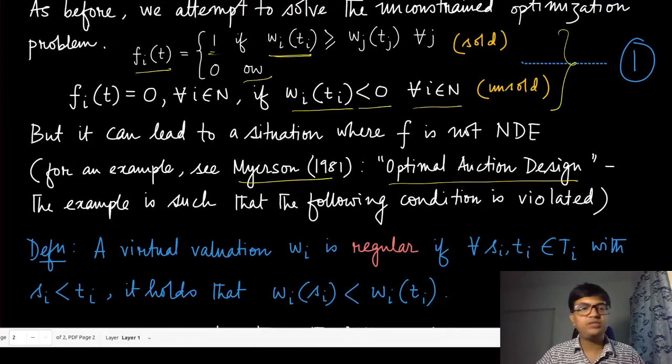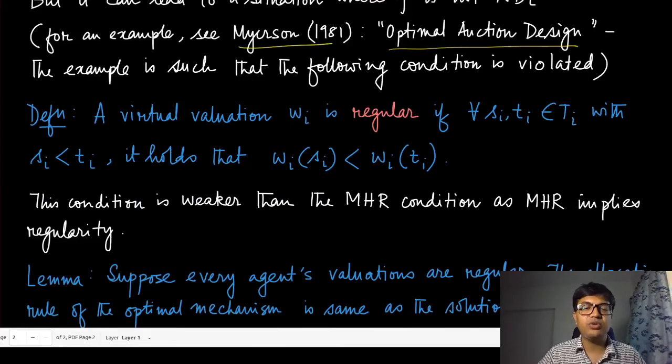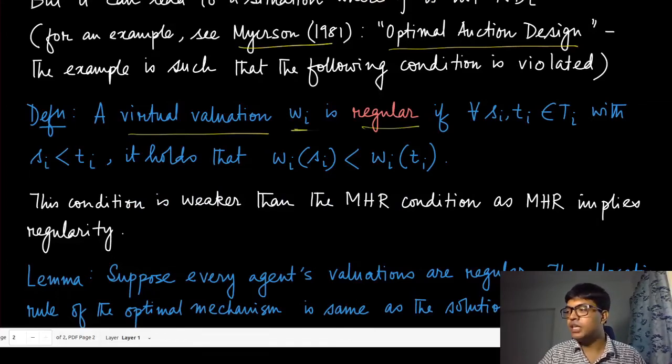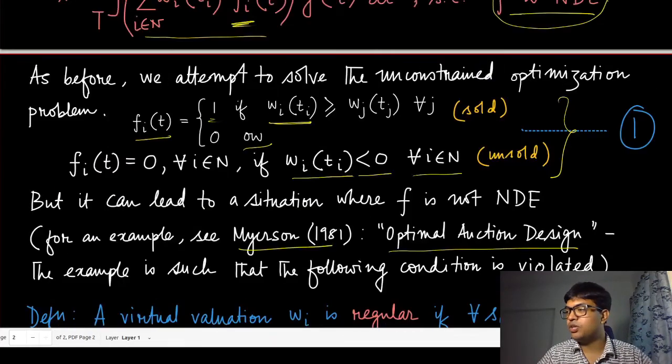So we are going to assume a very similar thing in this context. We are going to call this virtual valuation WI to be regular if that condition holds precisely. That is, you have these WIs satisfying this monotone increasingness condition. So if SI is less than TI, then WI of SI should also be less than WI of TI. If that monotonicity condition is satisfied, then we can actually solve this problem, and there is no issue with this example 1.